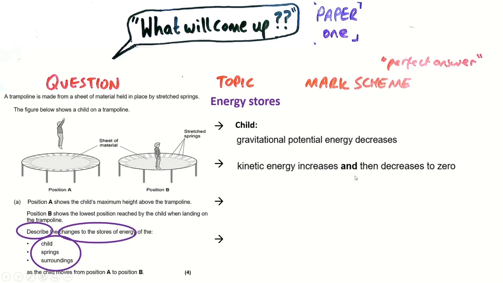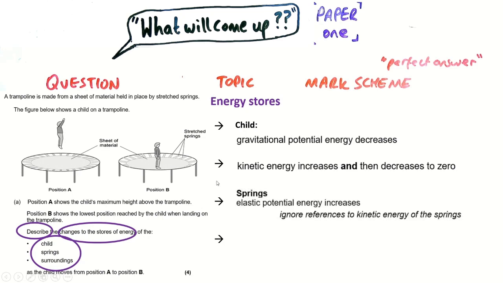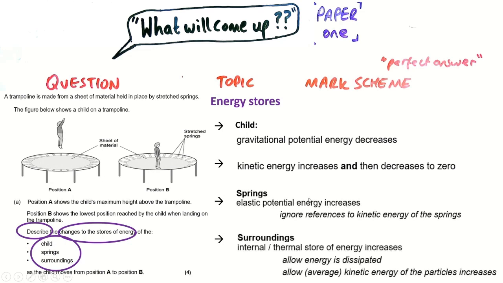Now let's talk about the springs. Springs will store elastic potential energy. So you'd say in a spring, the elastic potential energy increases. And then in the surroundings is always to do with thermal or heat. So you'd say the thermal store of the energy, or surroundings, increases. You could say energy is dissipated. Notice you can't say it gets hot. You've got to say thermal store increases, which is happening only in the surroundings as heat is dissipated.